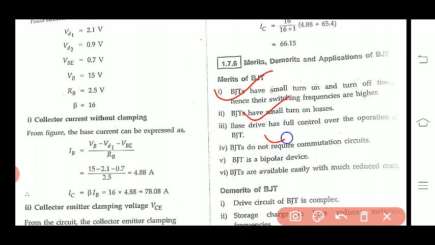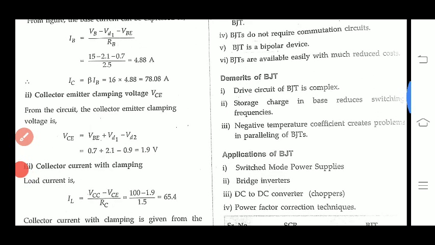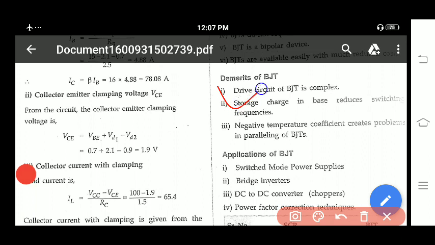Base drive has full control over the operation of the BJT, and it does not require any commutation circuit. BJT is a bipolar device. It also has reduced cost. The demerits: the drive circuit of the BJT is complex. Storage charge in the base reduces switching frequency. Negative temperature coefficient creates a problem in paralleling of BJTs.